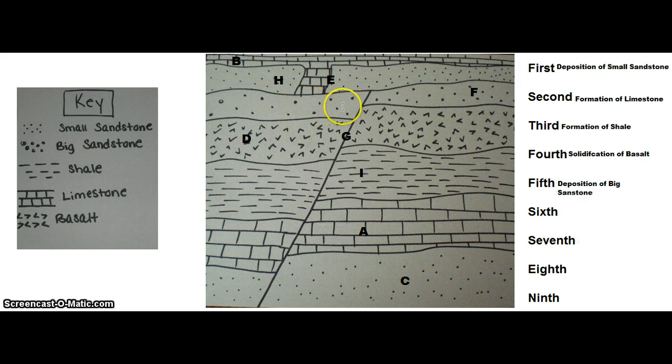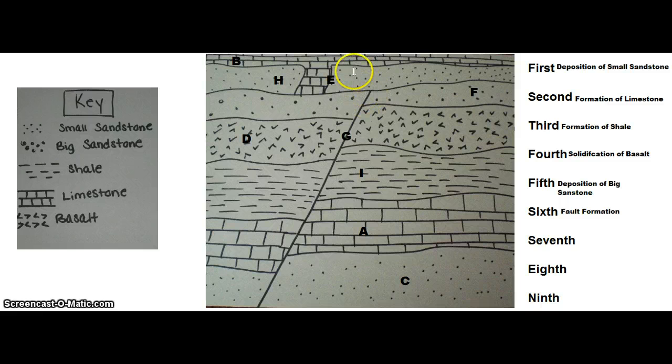Now this is where you have to pay attention. If we look at the next layer, which is H, we don't see that fault cutting through it. And since faults only cut through pre-existing rock, we know that G has cut through all these layers we've already talked about, but not H. So G must come before H. So next to 6, what we're going to write is fault formation. A rock wasn't deposited here, formed here, a fault was formed here.